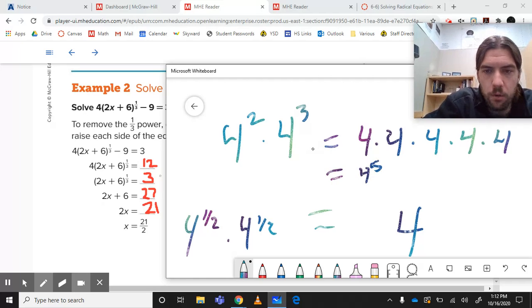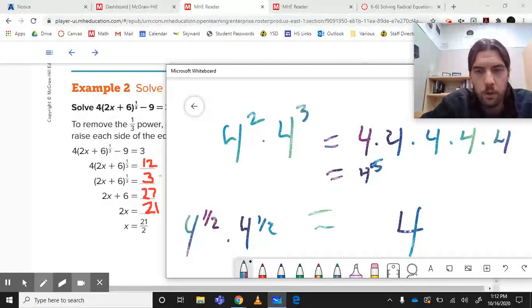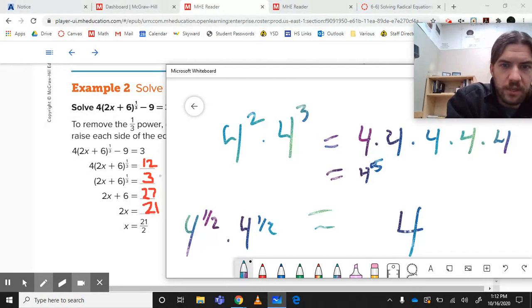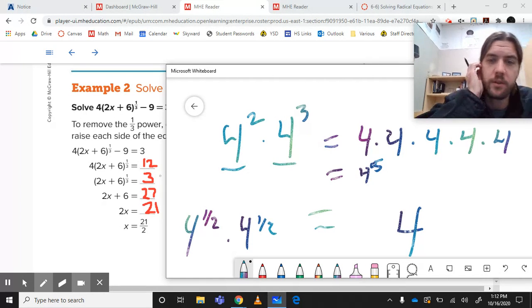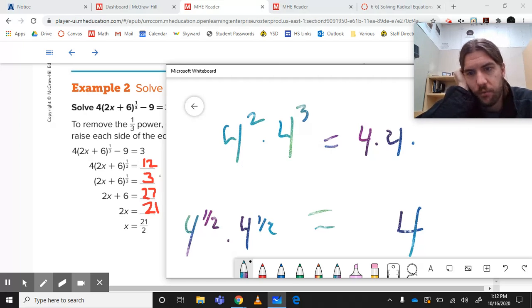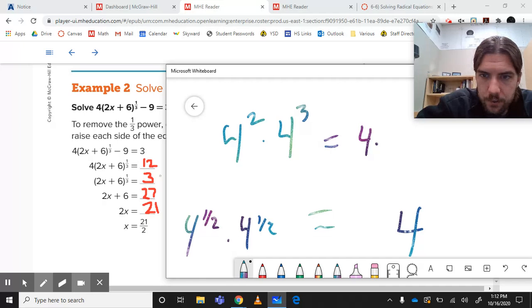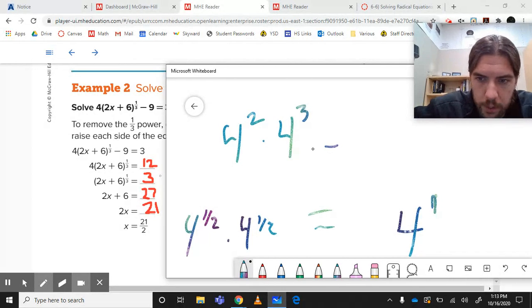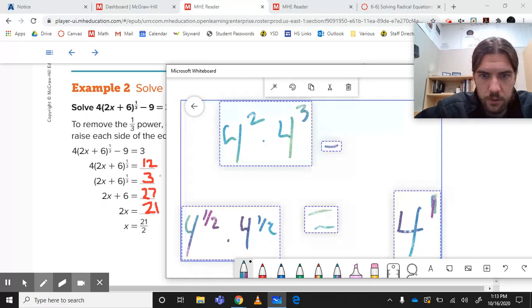So our general property here is that when we are multiplying the same base, the base here being 4, and they each have an exponent, we can just add those exponents together. So what happens when we add 1/2 and 1/2? Well, we get 4 to the 1st power. 1/2 plus 1/2 is just 1. So we do get 4. It looks like that worked out.